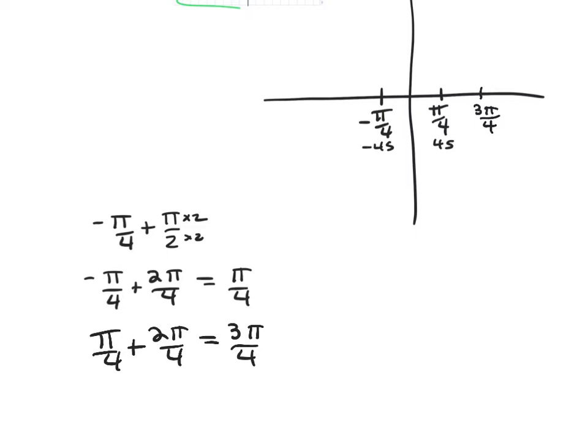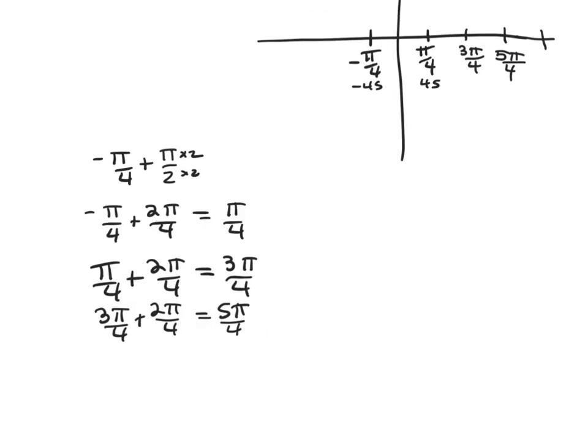Again, I want 4 points to the right of my start. So I need to do it 2 more times. So 3 pi over 4 plus 2 pi over 4 gives me 5 pi over 4. And do it 1 more time. 5 pi over 4 plus 2 pi over 4, and I get 7 pi over 4.